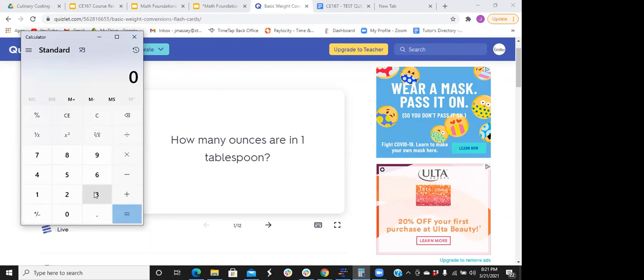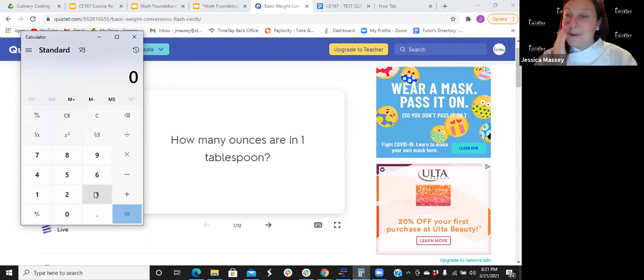Okay, I did my math wrong. I thought 3 tablespoons was 1/4 cup. Okay, that's fine. Thank you. Sorry. Yeah, no, you're good.